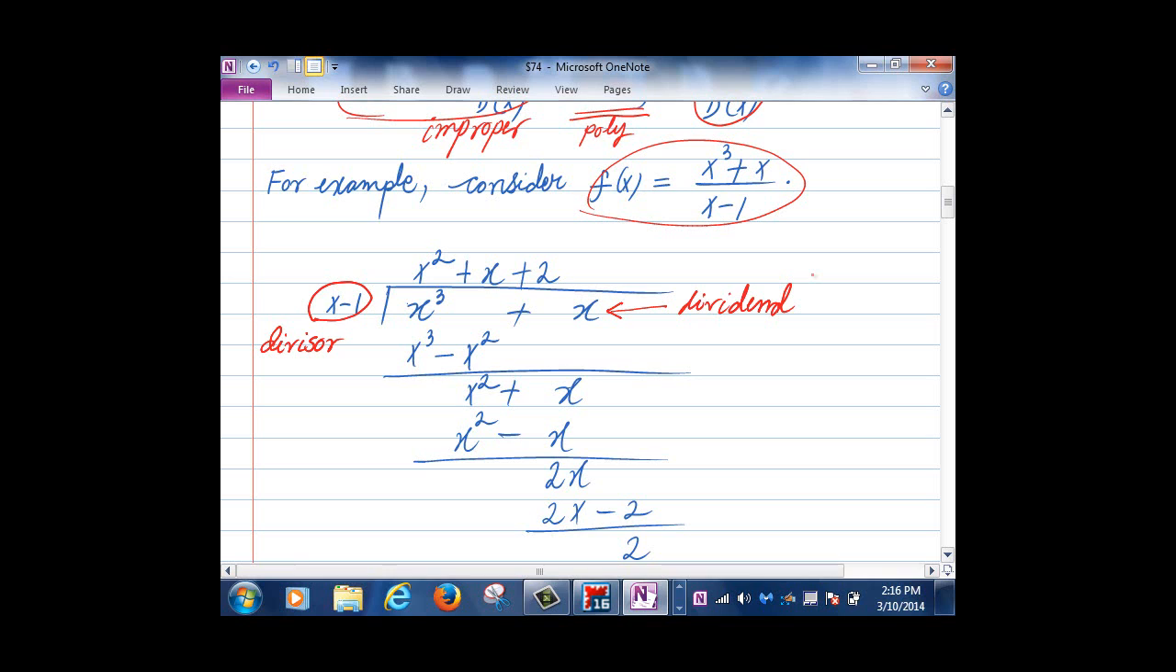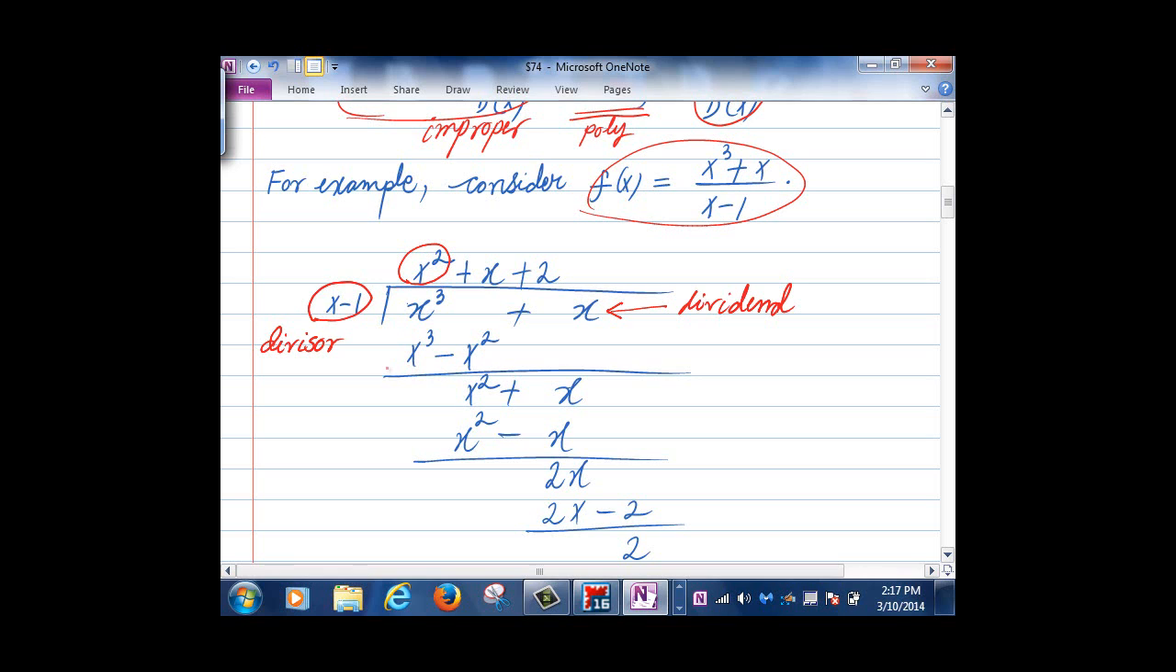Okay. Now, how do I divide? Well, the leading term of the dividend is x cubed, right? So I have to multiply the divisor with the power of x to match that x cubed. So what do I choose? I choose x squared because when I multiply x squared with the divisor, I do get x cubed. So I'm trying to match the leading term of the dividend. Everybody's clear?